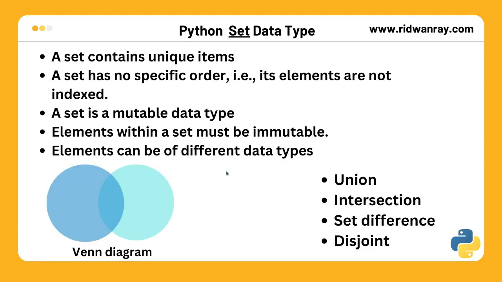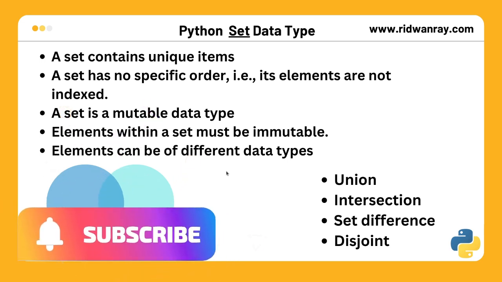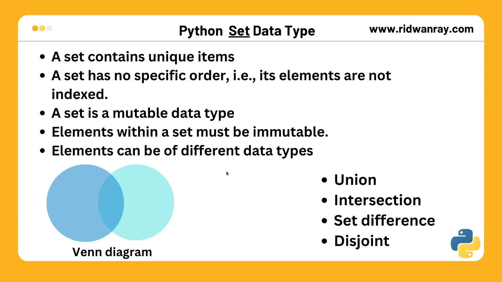Hi friends and welcome. A set is an important data type in Python. It can store multiple items, just like lists, dictionaries, and tuples. But items in a set must be unique. This means a set is particularly useful when you do not want duplicate data.